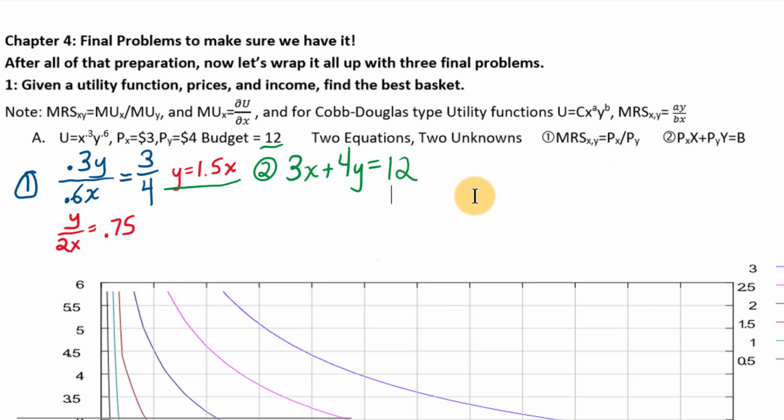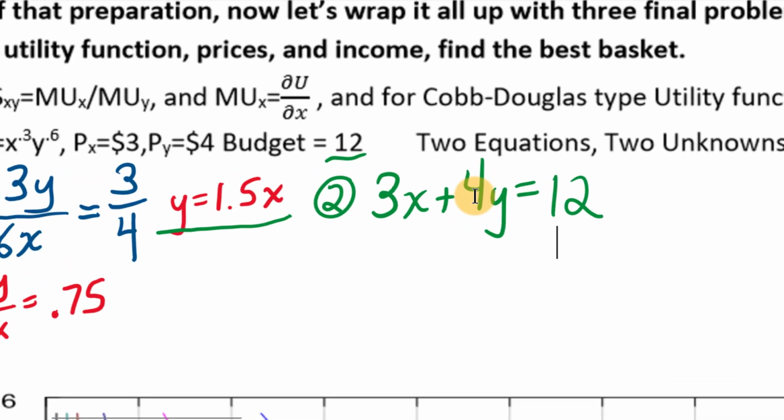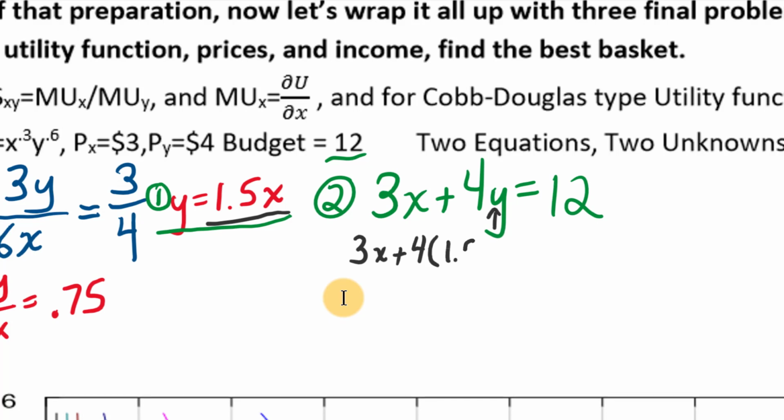And so now we just want to take the 2 equations we have. This is our simplified version of equation 1. Plug that into 2. So we're going to take that y is the same as 1.5x, and we're going to substitute that in for that y right there. And we have 3x plus 4 times 1.5x equals 12. So I recommend, as always, pause the video now and solve this equation for x, and then plug it back into this equation for y.